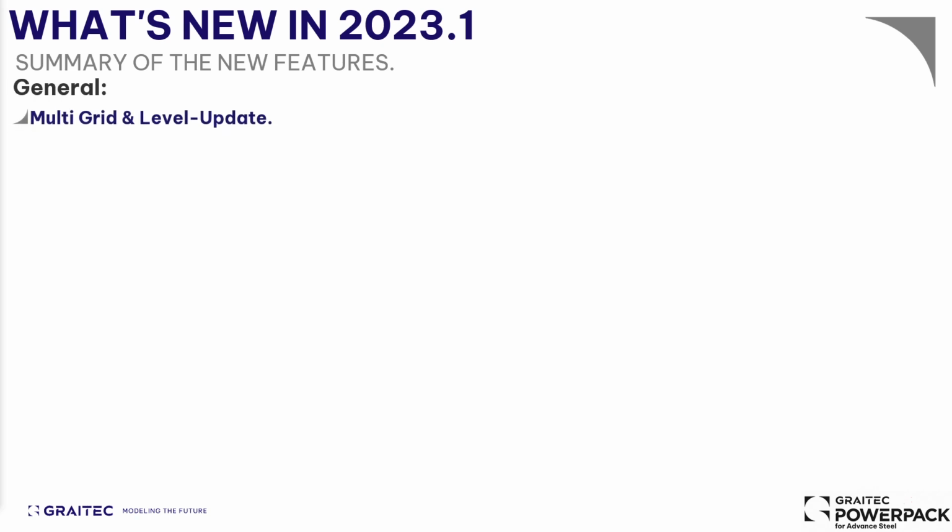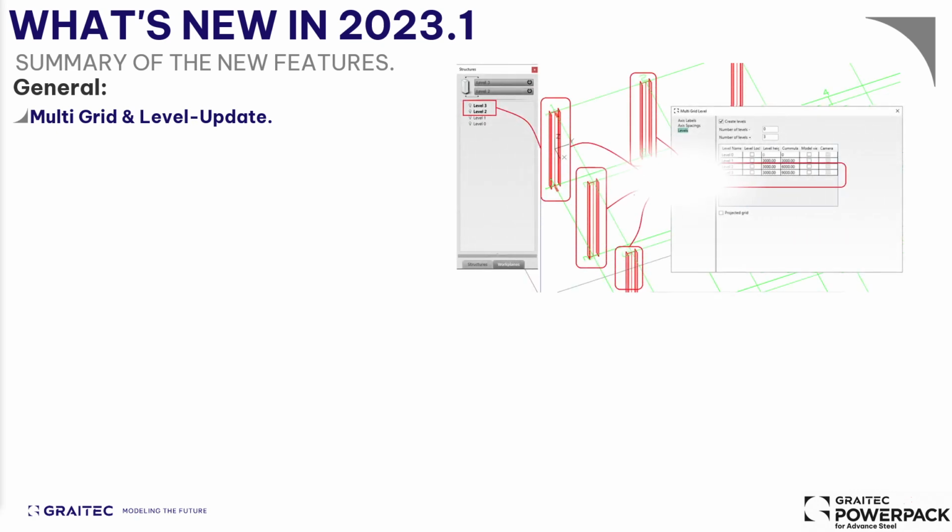So one of the enhancements we brought for this version is to do with our multi-grid and level tool that was introduced in the 2023 version. So what we've done in this version is to include the attachment of columns. This is a standard Advanced Steel functionality where you can attach columns to levels within the Project Explorer.